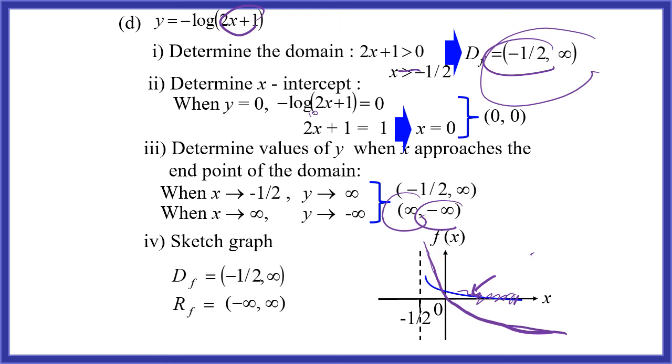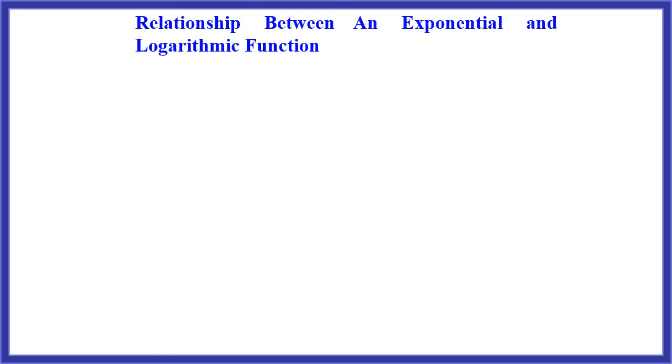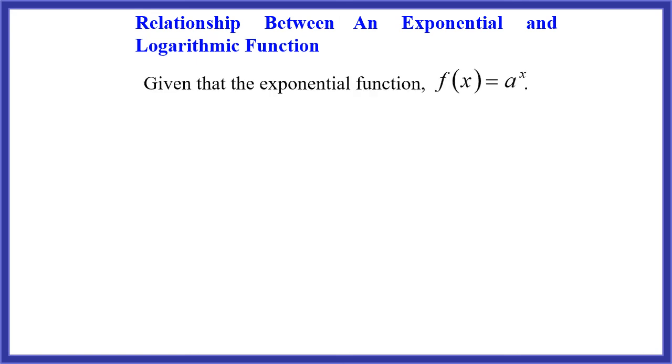Now, what is the relationship between an exponential and a logarithmic function? So given the exponential function f(x) equals a to the power of x, then what is the inverse of a to the power of x? So a to the power of f inverse equals x. So to get f inverse as the subject, we have to put log on both sides.